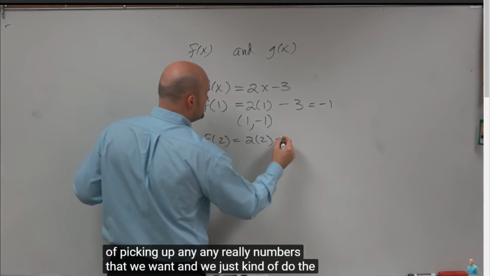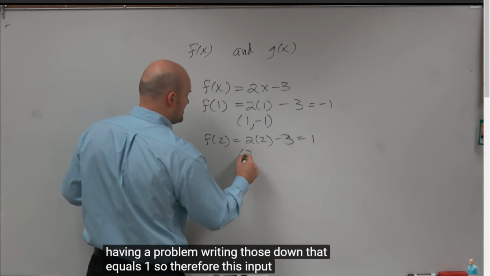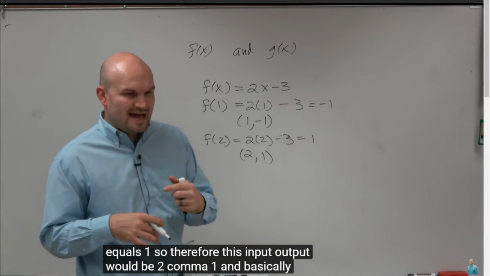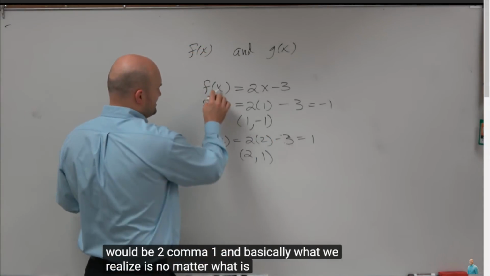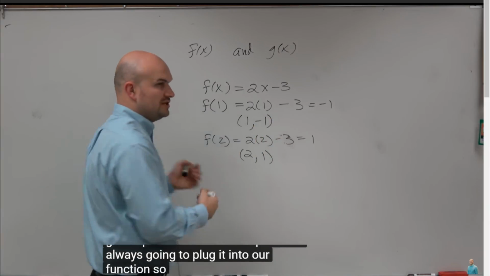And we just do the exact same thing. That equals 1, so therefore this input-output would be 2 comma 1. And basically what we realize is no matter what we're going to place in here in the input, we're always going to plug that into our function. So no matter what number.